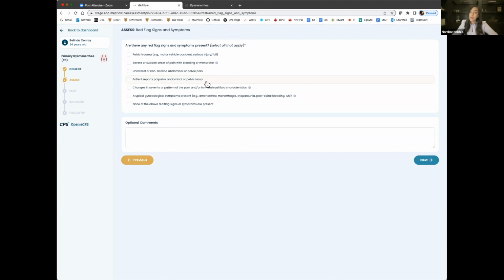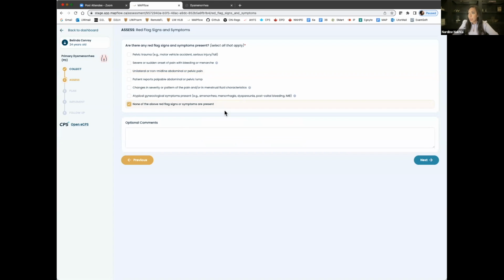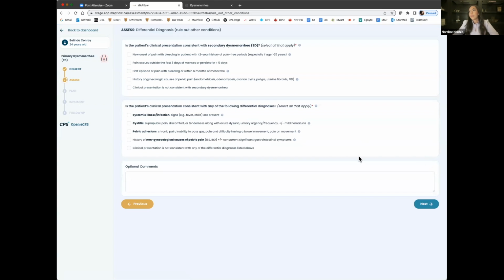Red flag signs and symptoms for every ailment. And I think a panelist was saying, be familiar with them so that when they're present, you're going to have to refer. And if they are present, if there's unilateral pain that's not typical of primary dysmenorrhea, then I'll show you what happens. It'll prompt referral, and it will put that in the rationale for referral for you. But if none of the above are there, you can just proceed.